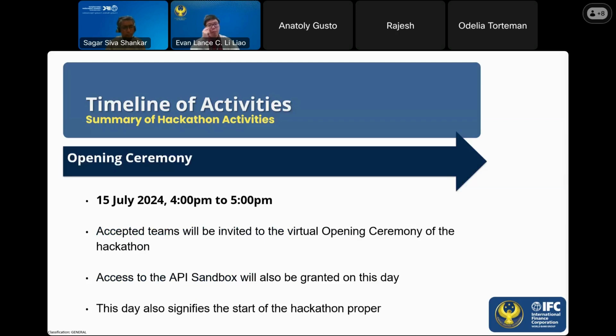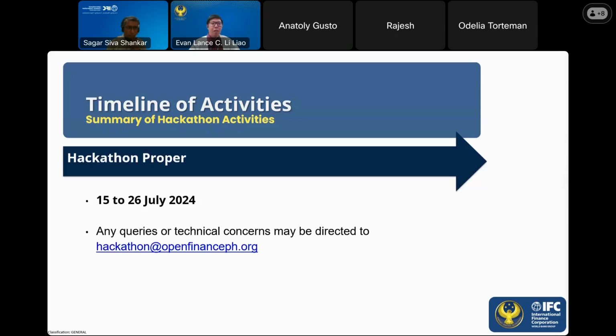With regards to the next event, which is the opening ceremony, this will be happening on 15 July 2024 from 4 p.m. to 5 p.m. Teams accepted will be invited to the virtual opening ceremony of the hackathon. It's also on this day that access to the API sandbox will be granted. This also signifies the start date of the hackathon proper. The hackathon itself will span from July 15 to July 26, and any queries or technical concerns may be directed to the same email mentioned before, hackathon@openfinanceph.org.